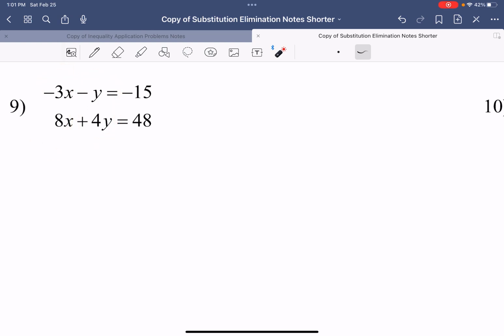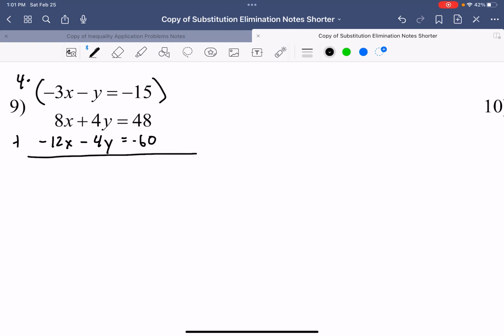The thing I think I'm gonna do here though, to make it nice and easy, because we just have -y here, and we have a positive, those will easily add up if we multiply this top equation by 4. Okay, so you can make yourself a little note here, and we're gonna rewrite this. So essentially I'm gonna just distribute, and multiply all of these by 4. So my new equation, let's write it just below it, is gonna be -12x minus 4y equal to, I believe that's -60.